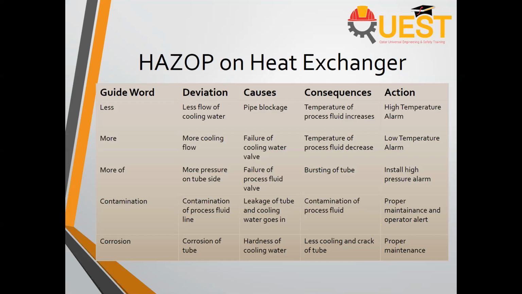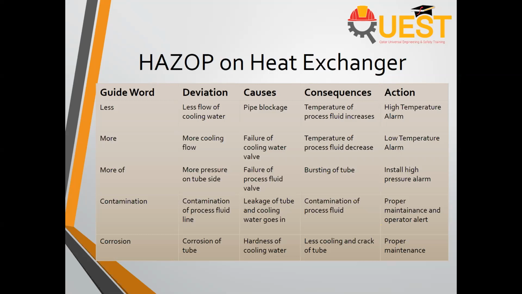The next guide word is contamination. The contamination can happen because of the process fluid. The process fluid can be contaminated by the leakage of the tube and water, like intermingling or the mixing of the water into the process fluid. So what will happen because of that? The consequence would be that the process fluid will become contaminated, and for the action, we'll have to have proper maintenance so that there's no leakage, there's no intermixing of the tubes, and all the tubes are going on separately so that there's no contamination of the process fluid.